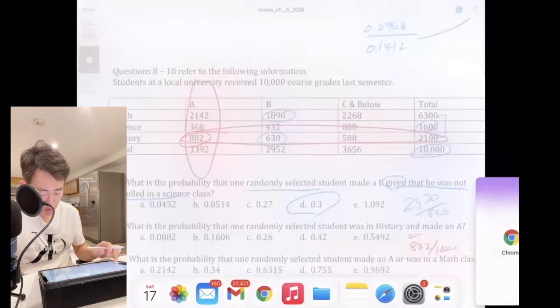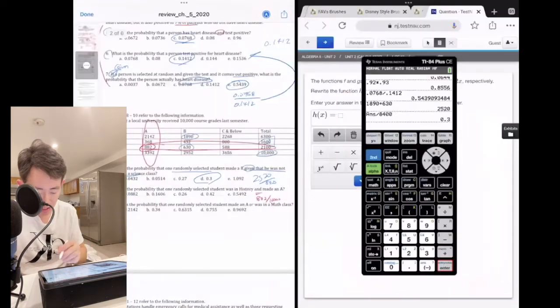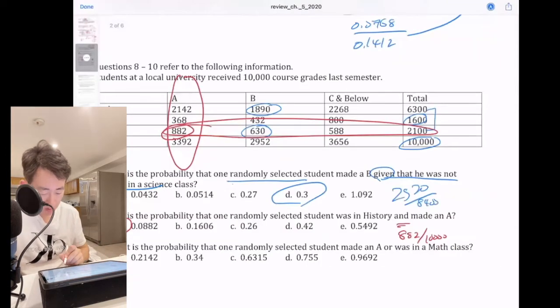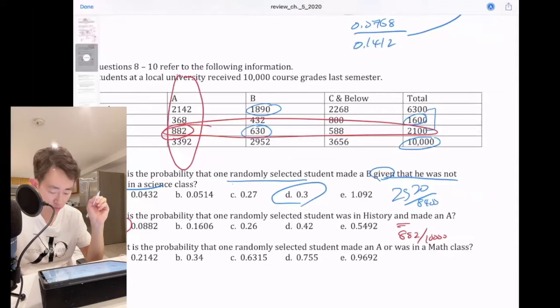Let's use the calculator one more time, or do I even need to? Because it seems like A is the clear choice here. 882 over 10,000. Yep, so I was right. So it's just A, dividing by 10,000, moving the decimal point left 4 times.